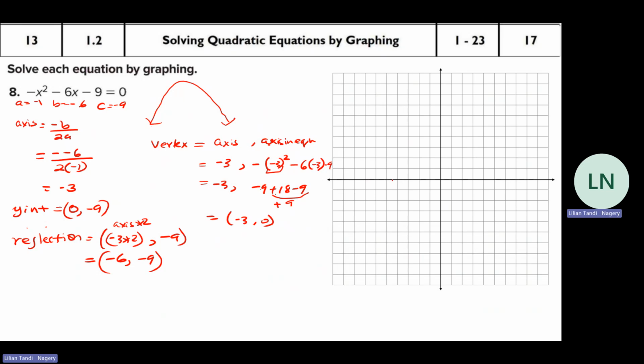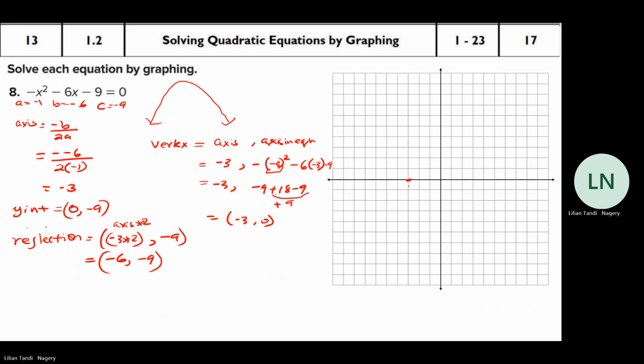So vertex will be here. And that should be your solution. When the vertex is on the x-axis, that is your solution. -3, 0. There you go.